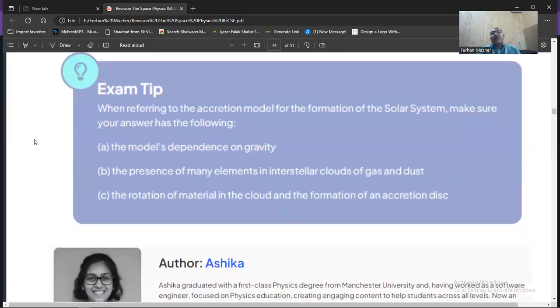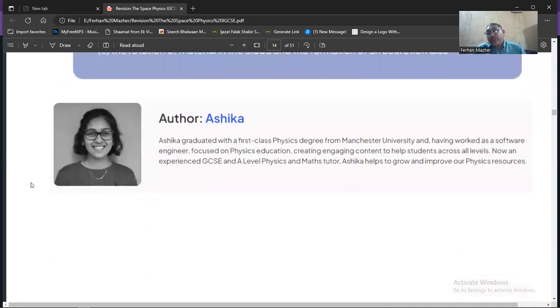The exam tips are, when referring to the accretion model for the formation of the solar system, make sure your answer has the following: the model's dependency on gravity, the presence of many elements in interstellar clouds of gas and dust, the rotation of material in the cloud, and the formation of an accretion disk. The literature we are using for this topic is written by Ashika.